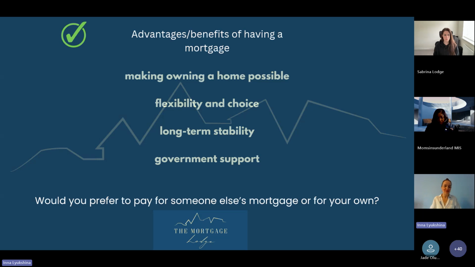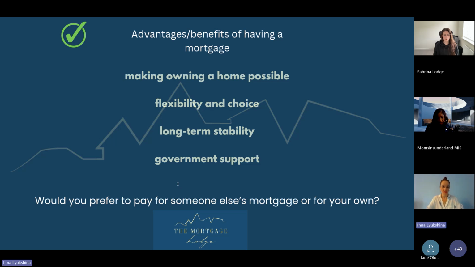And as you can see, there is a question at the bottom for you guys. Would you prefer to pay for someone else's mortgage or for your own? I would like you to think about that, but I think I already know the answer pretty much. When I used to rent, I thought, wow, that's a lot of money. As renters across the whole of the country, we pay on a monthly basis, and this money is used for some people to pay off their mortgages. And that made me think a lot.